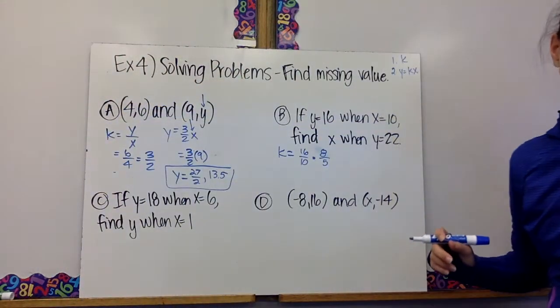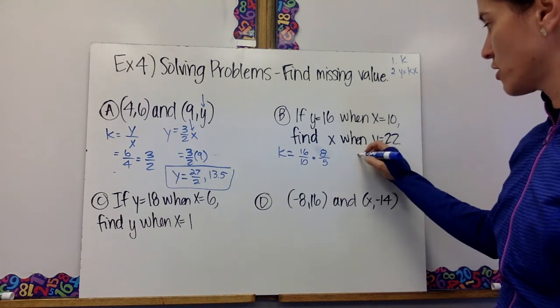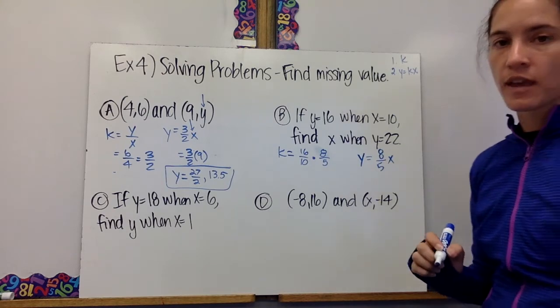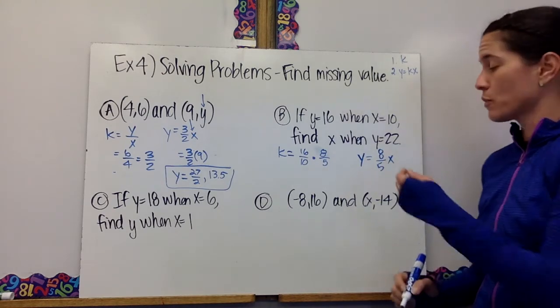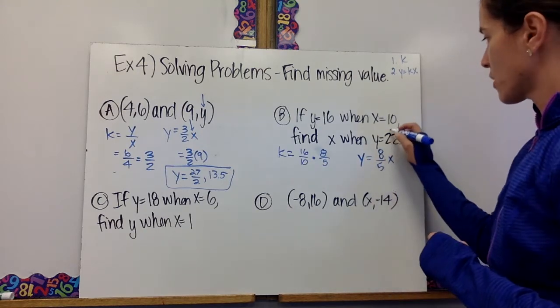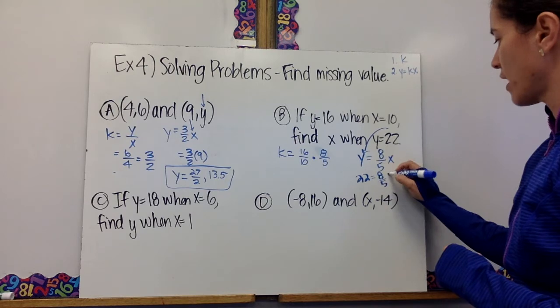So first you're going to find k. Once you find k, you're going to put it into your equation. Y equals 8 over 5x. That's step 2. Then we solve the problem. In this example, we're looking for x, and we have y. So we're going to plug that in. 22 equals 8 over 5x.